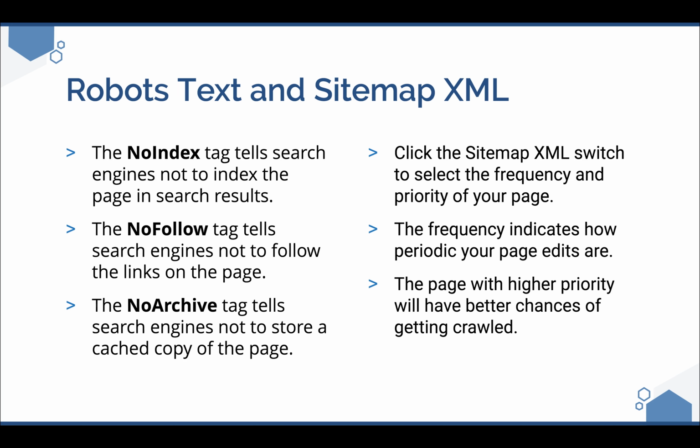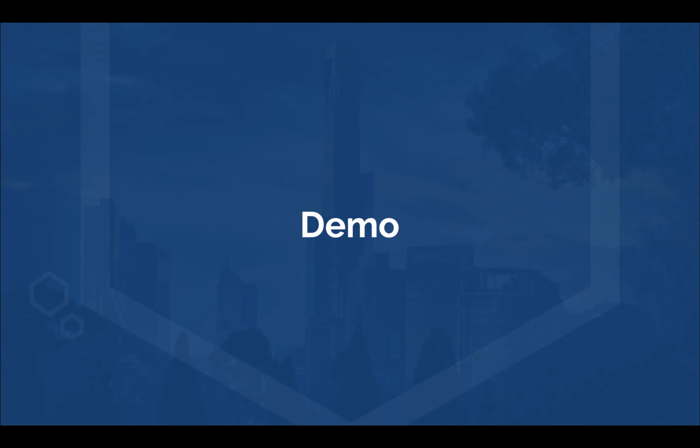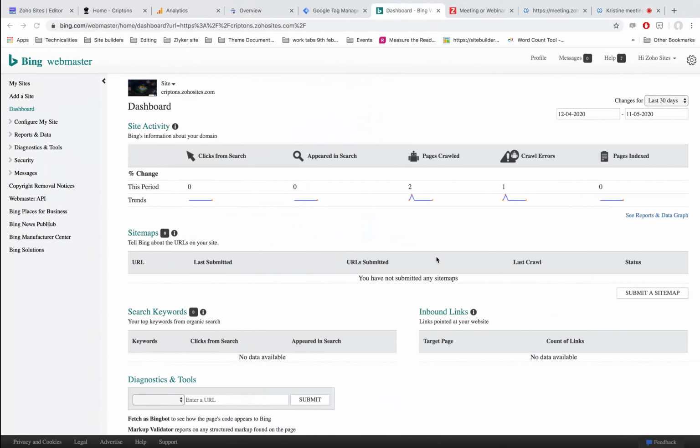With the sitemap XML tool, with that switch, you can allow search engines to crawl and index your page easily. You can also select the frequency and priority of your page. The frequency indicates how periodic your page edits are, and pages with higher priority have a better chance of getting crawled. So we'll get into a quick demo of how these page-wise tools operate.